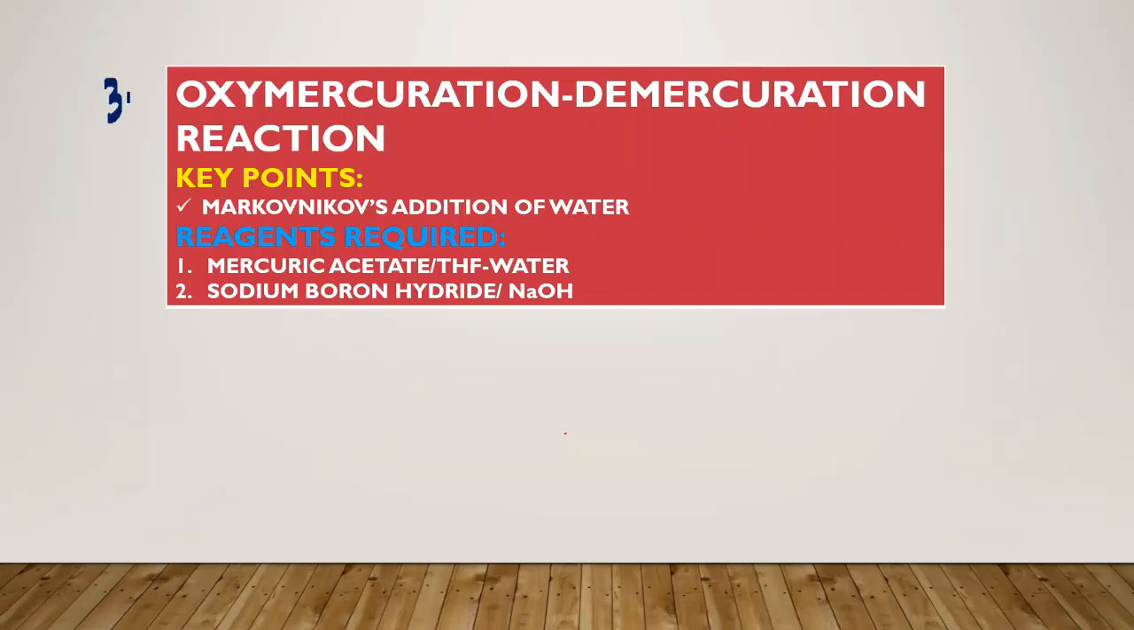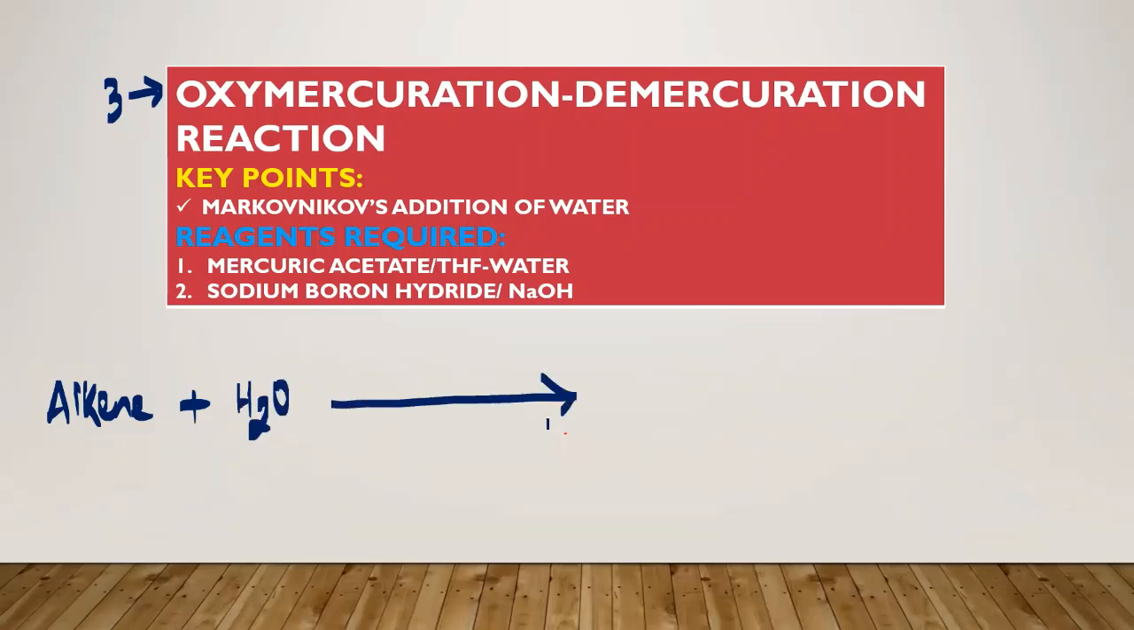What is basically this oxymercuration and demercuration reaction? Have a look. Here also we are adding water to an alkene by Markovnikov's rule. So we have to follow Markovnikov's rule here and add water to an alkene. So let's take an alkene here, my dear friends, and we will be adding water to it. The reaction name is oxymercuration and demercuration. Let's write down OMDM.